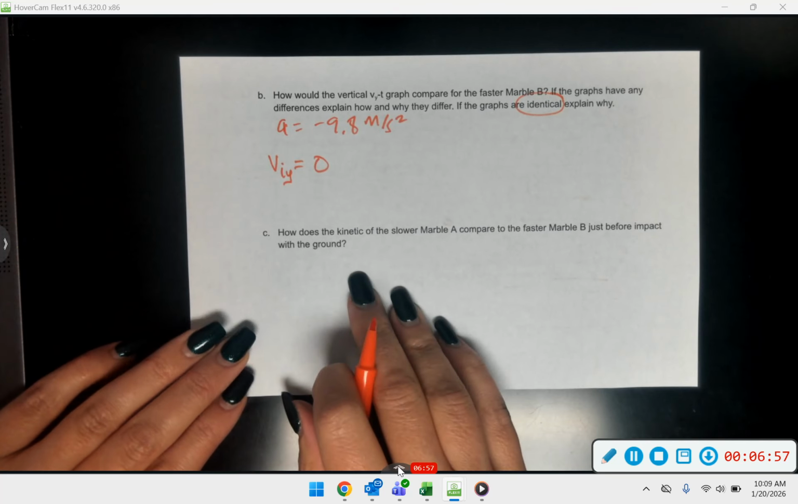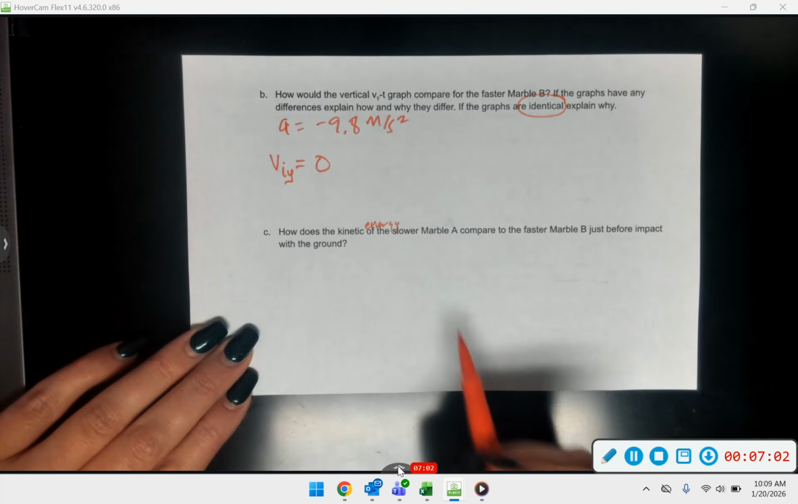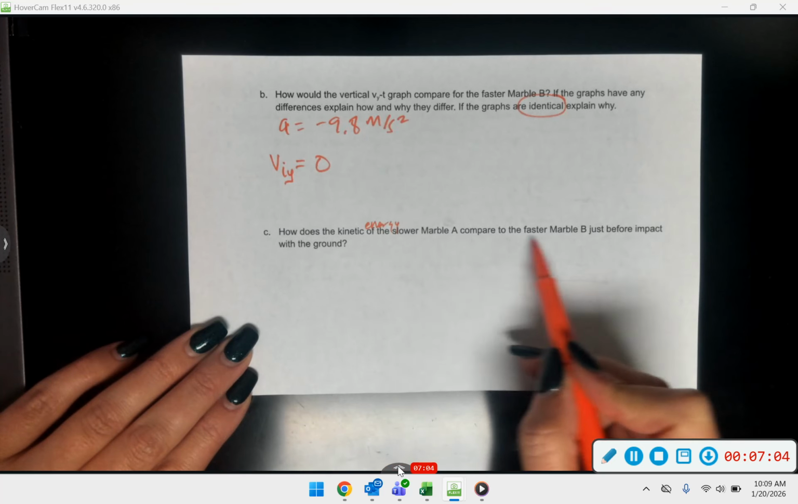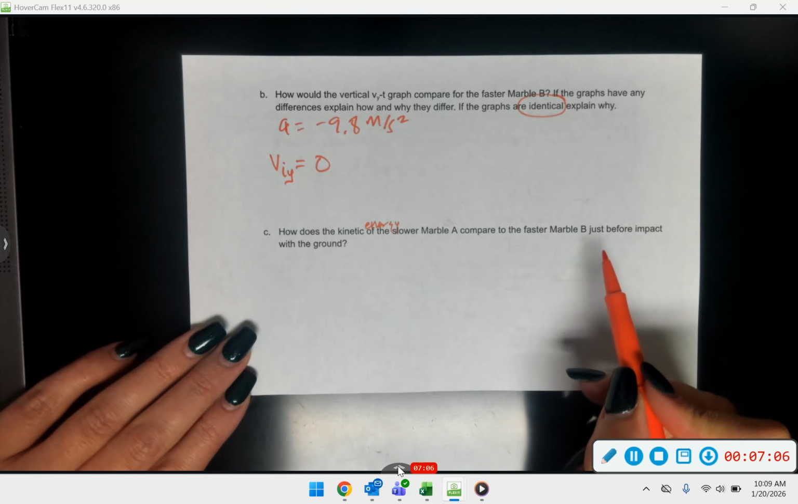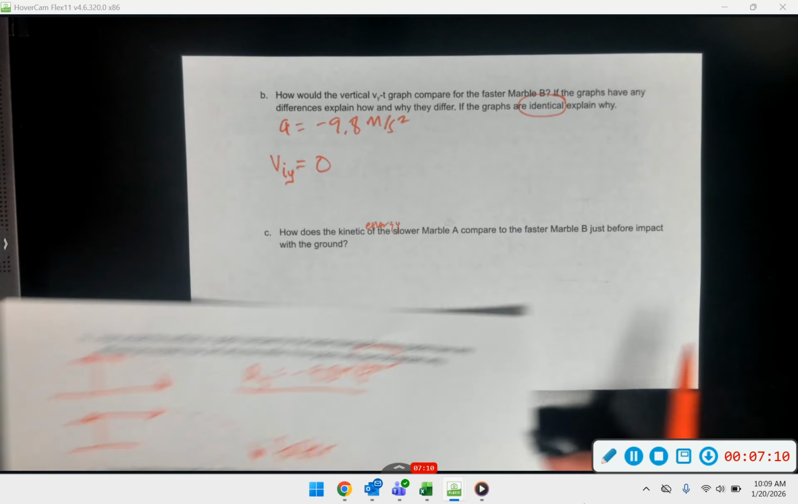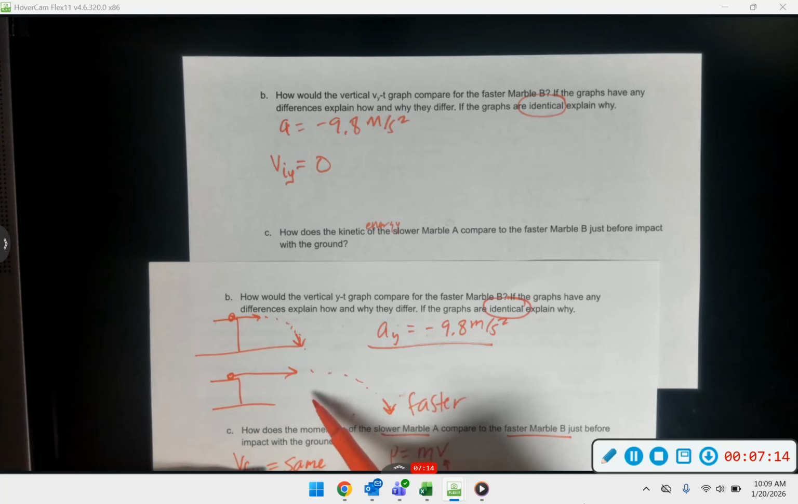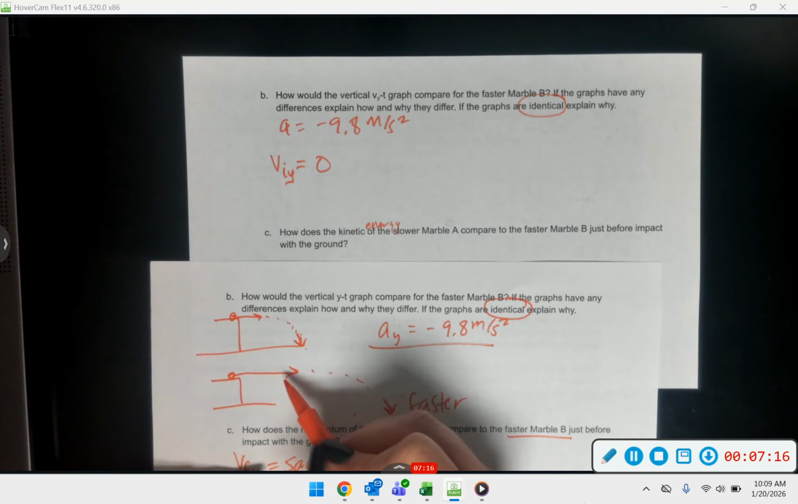As for part C, this should say kinetic energy. Sorry. How does the kinetic energy of the slower marble compare to the faster marble? And it's pretty similar to what we talked about with the last one. I drew this picture before for the last problem because this is what we're looking at. This one is faster than this one.